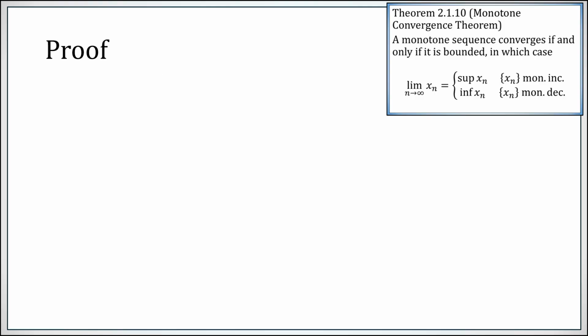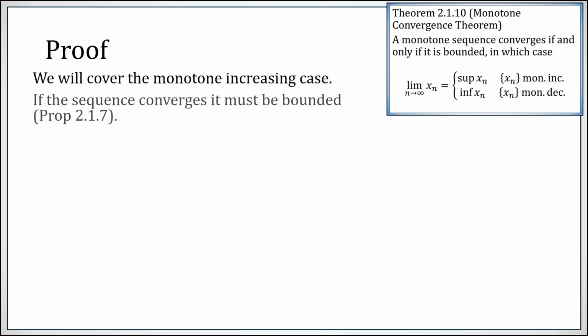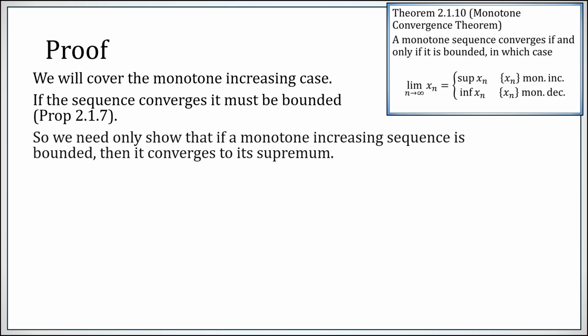Alright, so let's take a look. We're just going to do the monotone increasing case. The monotone decreasing case is essentially the same thing. So we need to prove that a monotone increasing sequence converges if and only if it's bounded, in which case it converges to its sup. Well, first of all, if it's converging, it has to be bounded. That's proposition 2.1.7. So if it converges, it must be bounded. So all we need to do is show that if it is bounded, it is converging to its supremum.